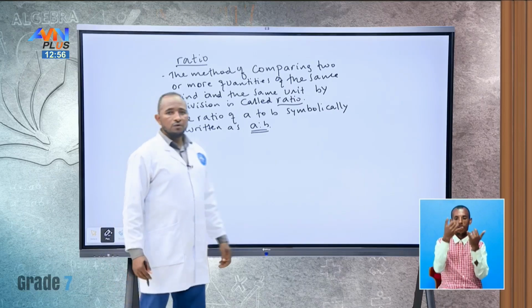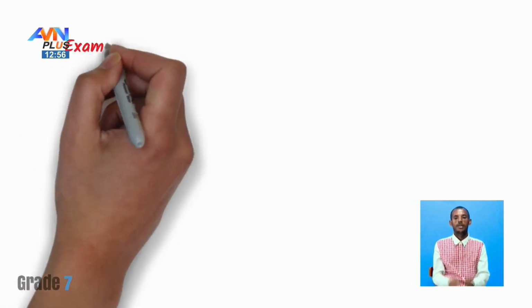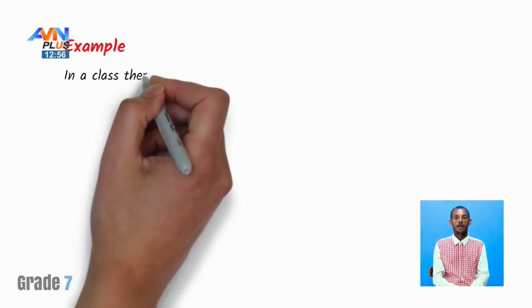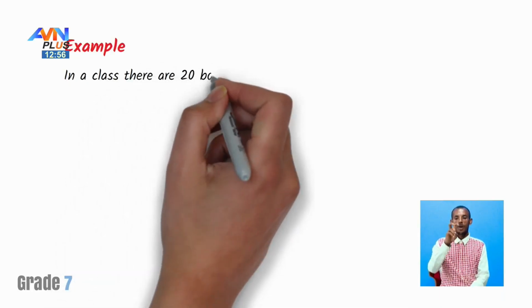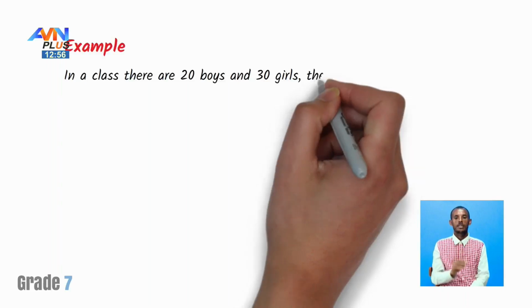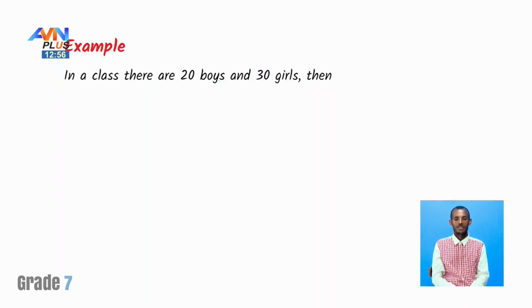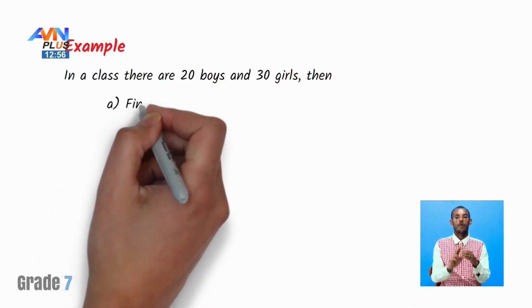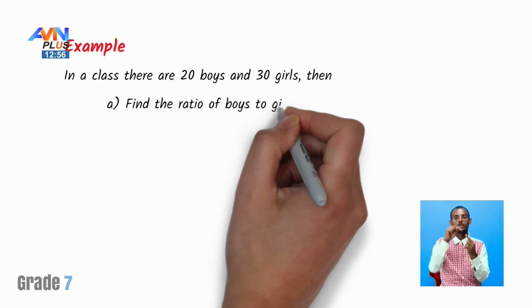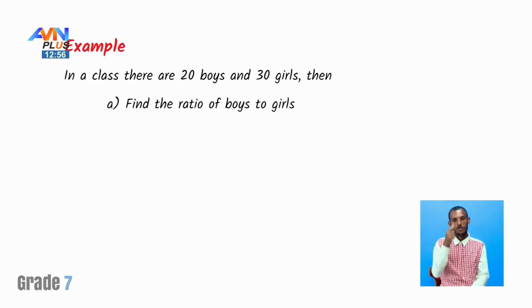So now I will give you an example. In a class, there are 20 boys and 30 girls. Then find the ratio of boys to girls.